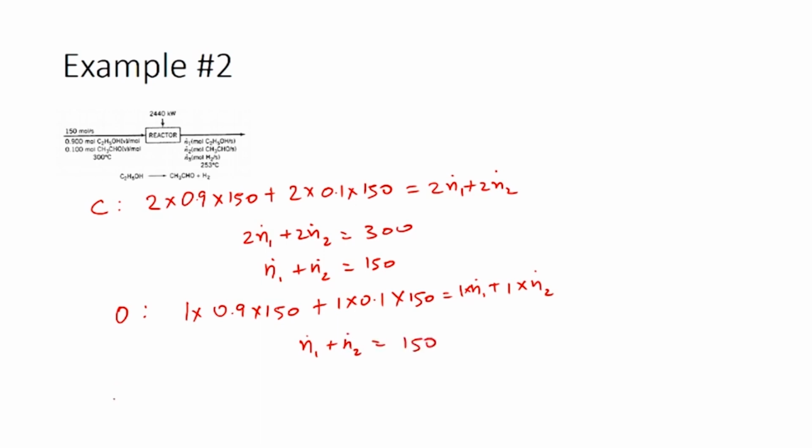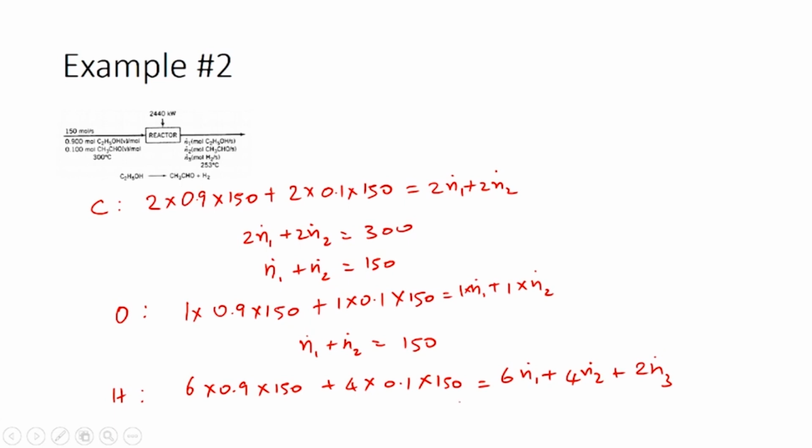So, you can write a hydrogen balance, which would basically be 6 times 0.9 times 150 plus 4 times 0.1 times 150, which equals 6 times N1 dot plus 4 times N2 dot plus 2 times N3 dot. So, from this you can get an equation for the hydrogen balance, which would simplify to 3 N1 dot plus 2 N2 dot plus N3 dot equals 435.